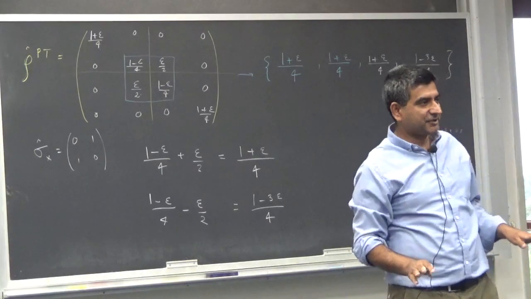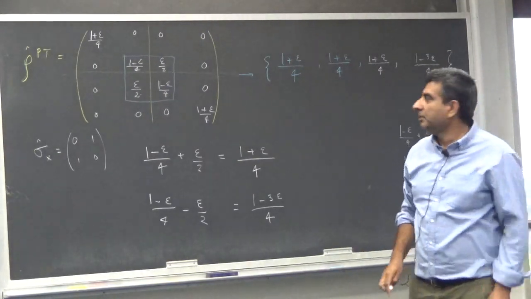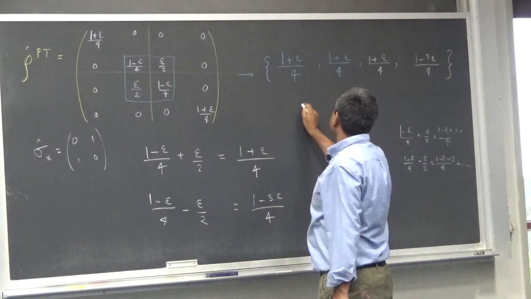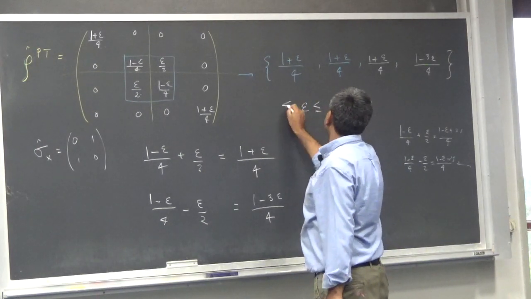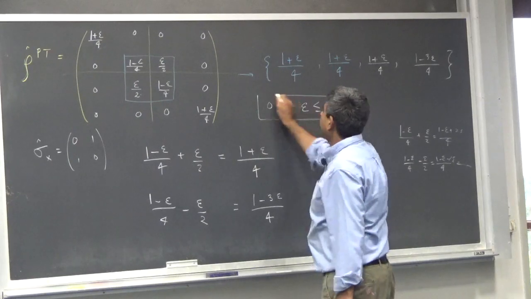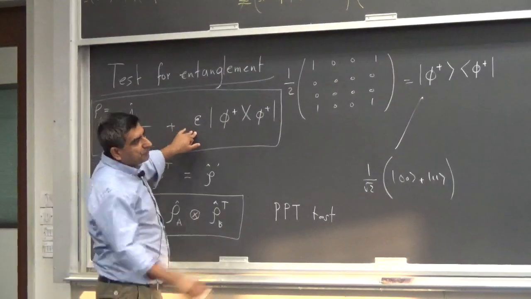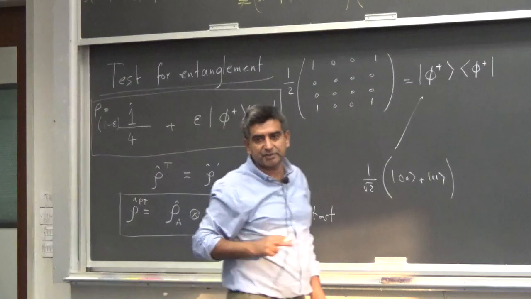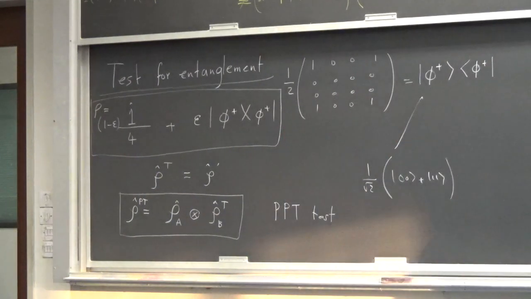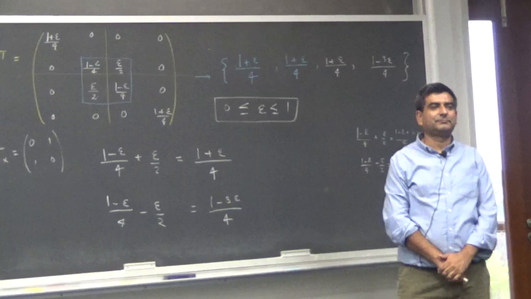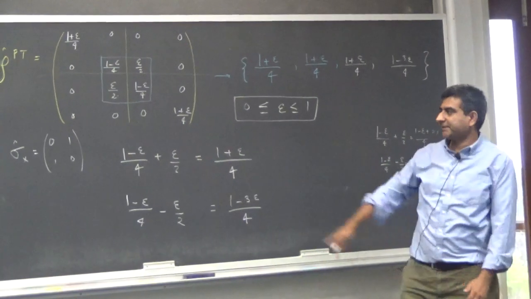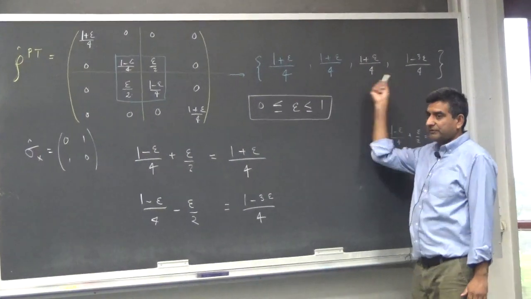We still don't know whether it's a legitimate density matrix or not. So epsilon has to be in this range, right? Because if our initial density operator were to be a legitimate density matrix, then epsilon must be constrained in that fashion. Correct? Now, under what condition are all 4 eigenvalues positive? When is this a legitimate density matrix? When all 4 of these eigenvalues are positive.